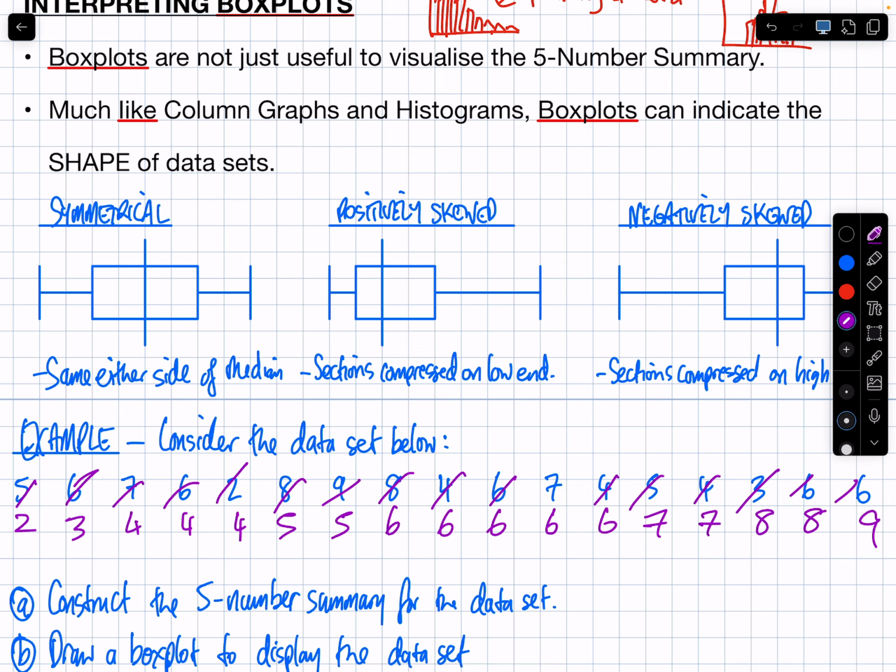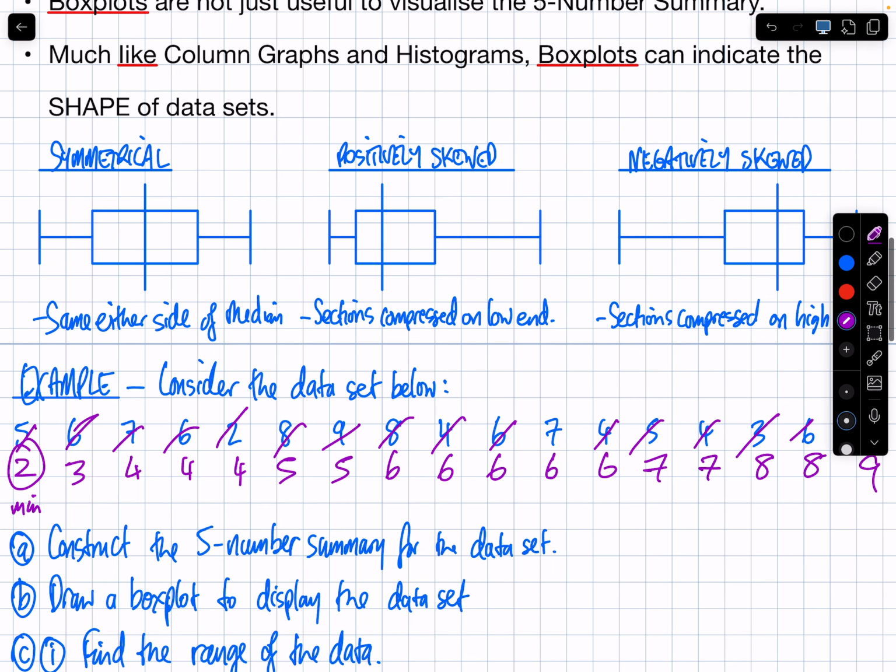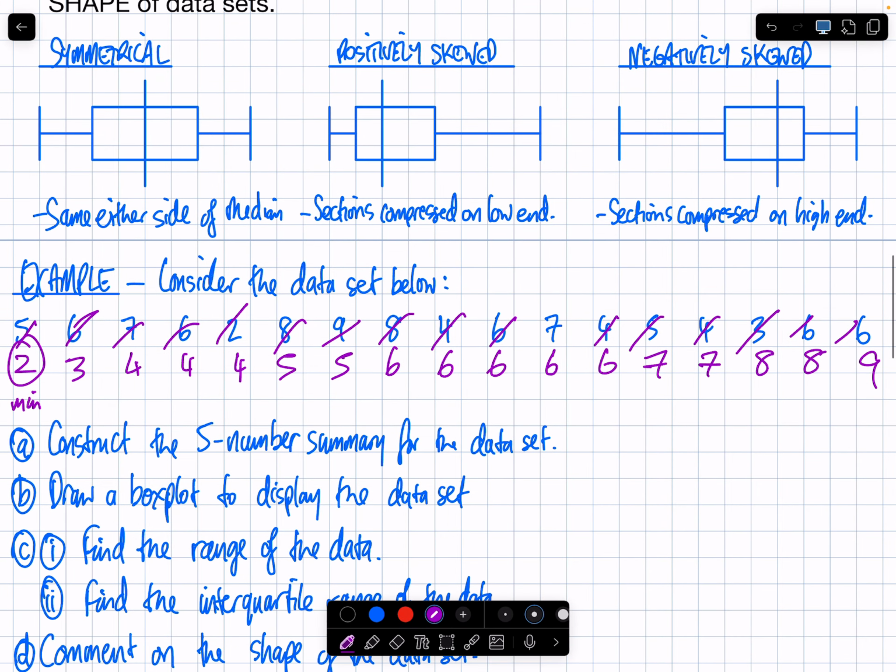Do I need special maths to work out what the minimum is? What's the smallest number there? That's the min. Do I need special maths or special intelligence to work out what the maximum is? I don't need a formula for that. I just look. So 9 is the max.